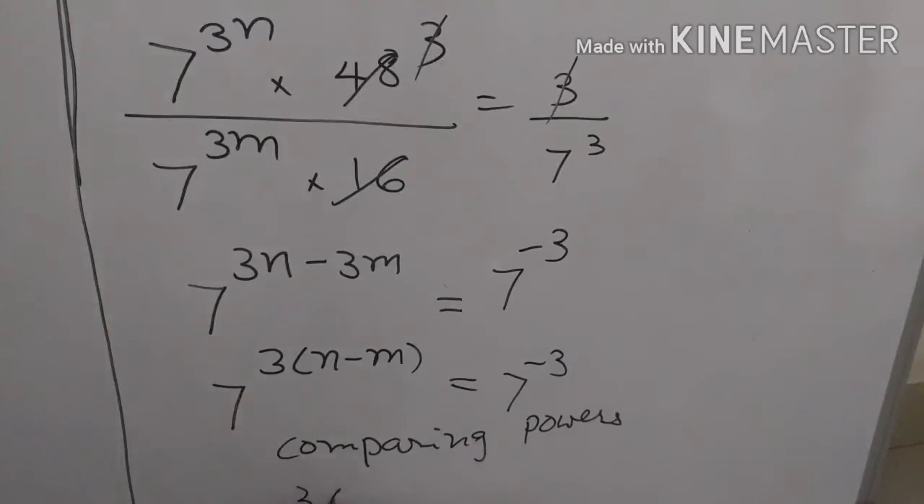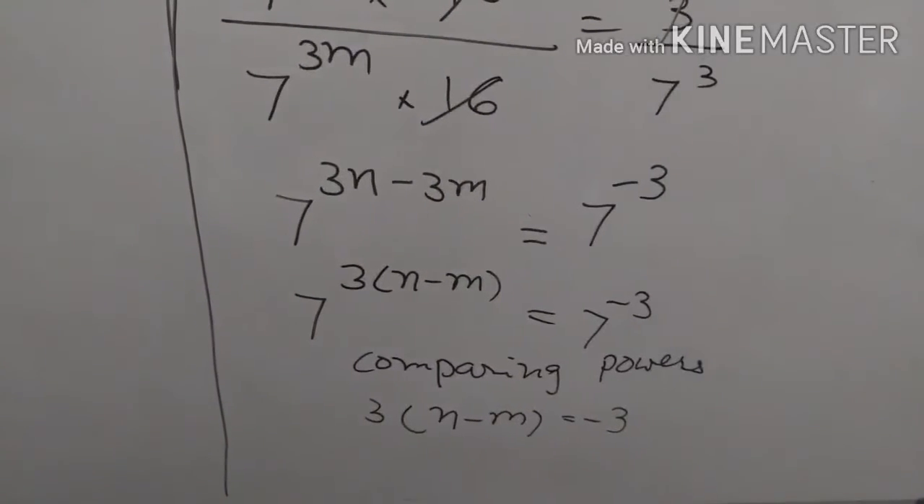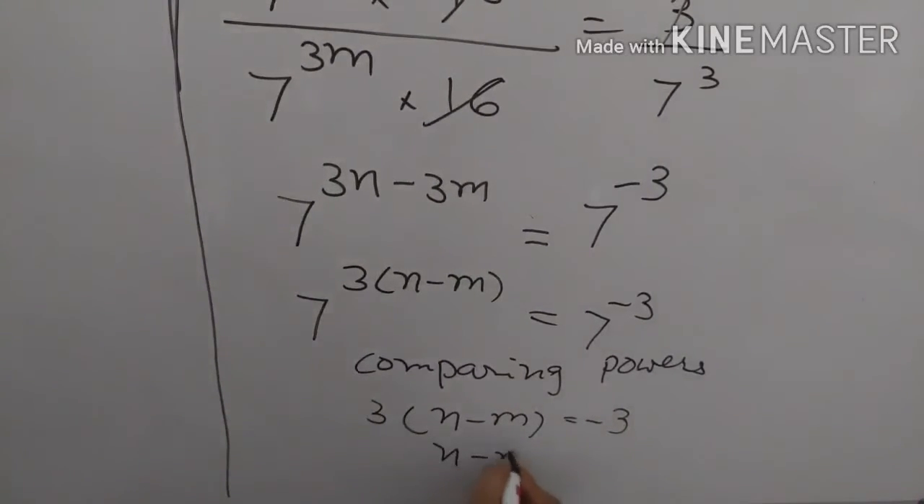So 3n minus m is equal to minus 3. Now we can take n minus m here. This 3 also gets cancelled on both sides, and here n minus m is equal to minus 1. And what we want to prove is m is equal to n plus 1.